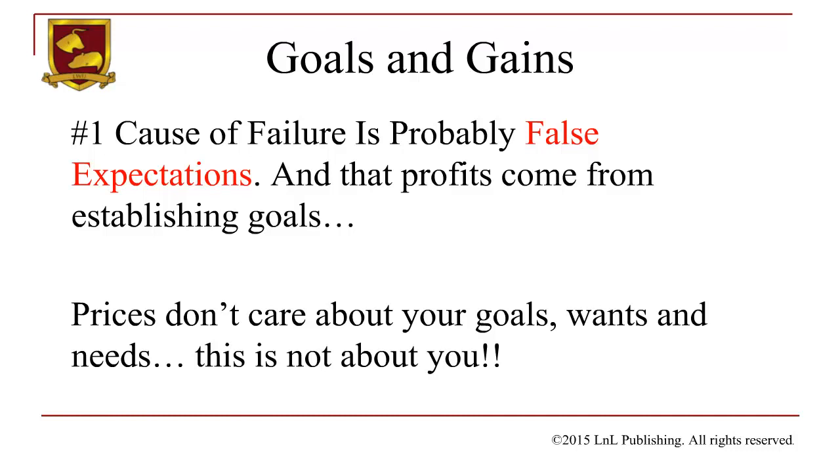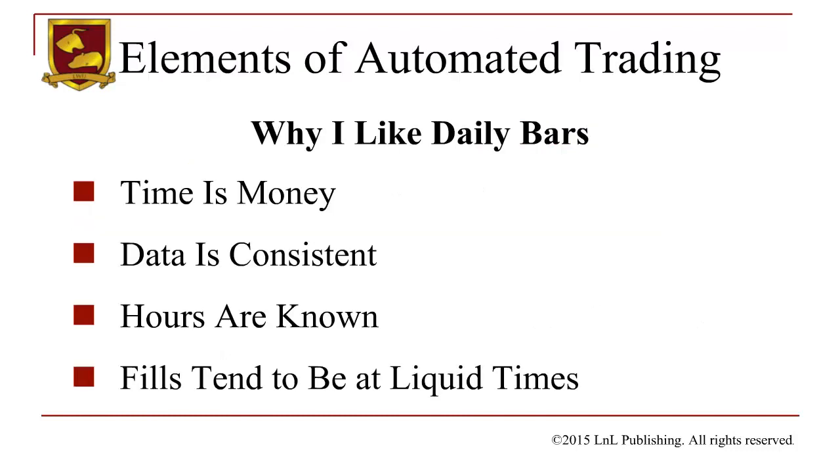Number one cause of failure is probably false expectations that we can make profits by establishing goals, because everything in our life, for the most part, we establish goals. I want to run such and such a race at such and such a speed. I want to have X number of customers for my product, right? Well, that works in that endeavor, but the market does not care about your goals at all. It doesn't care about your wants and needs. This is not about you. This is about the market. And most people have goals that are so high, when those goals don't materialize, they get frustrated, they get anger, they get on the wrong side of the market just because their goals were not correct.